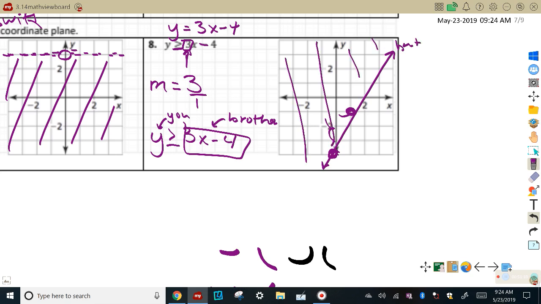A lot of times students have trouble deciding, do I shade above or below? Think about making the Y a U and thinking about, okay, if the line is this part on the right, am I above or am I below that?